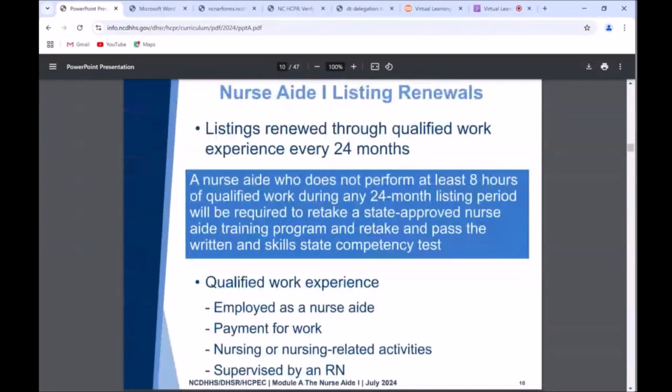An individual's listing on the registry is renewed through qualified work experience completed every 24 months. So qualified work experience is going to be working a minimum of 8 hours during the 24-month listing period. You must receive payment for that work experience. It cannot be volunteer work or working for a family member. You must perform nursing or nursing-related services and be supervised by a registered nurse.